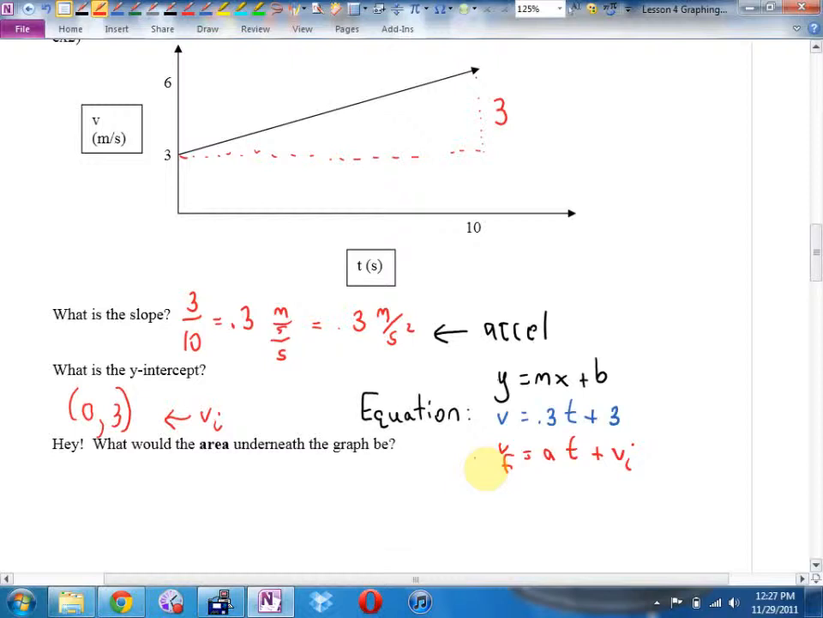Here it says, hey, what would the area underneath this graph be? I'm going to take my y units and times it by my x units. Or I would take my y variable and times it by my x variable, because area is times. One of these should help me figure out what's going on.